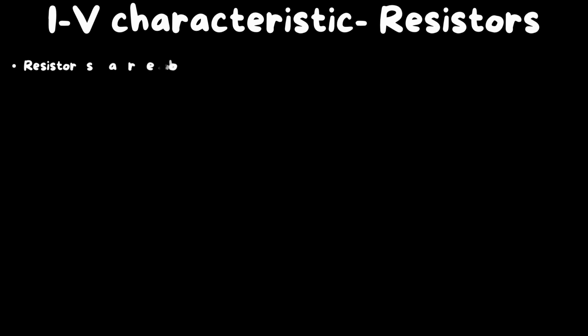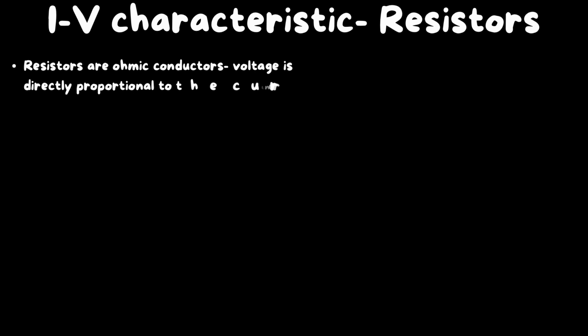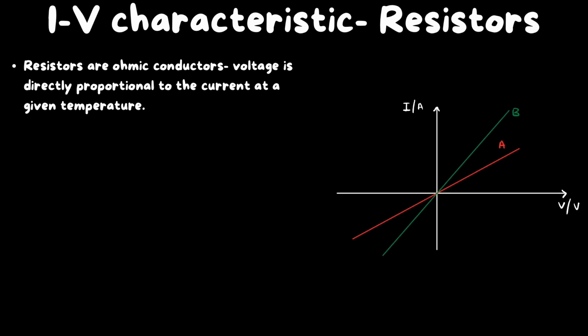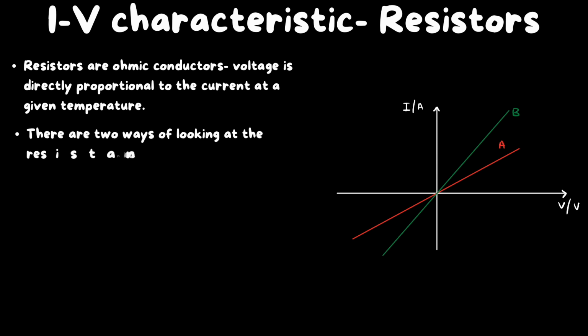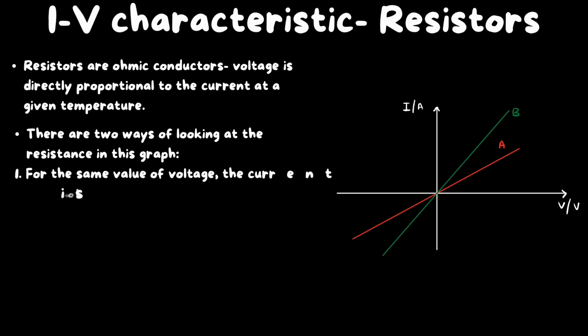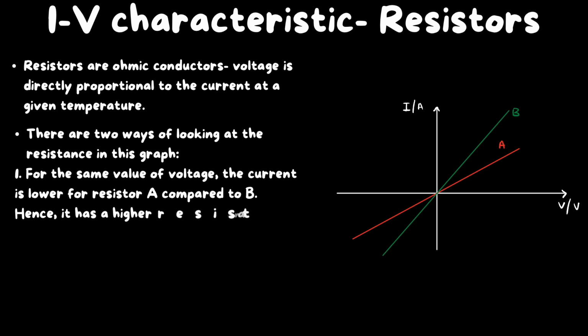The IV characteristic of resistors. Now, as you know, resistors are ohmic conductors, so the voltage is directly proportional to the current at a given temperature. And here's a graph for two resistors, A and B. Now, there are two ways of looking at this graph. Number one is that for the same value of voltage, the current is lower for resistor A compared to B, and hence it will have a higher resistance. We can say that by just looking at the graph.